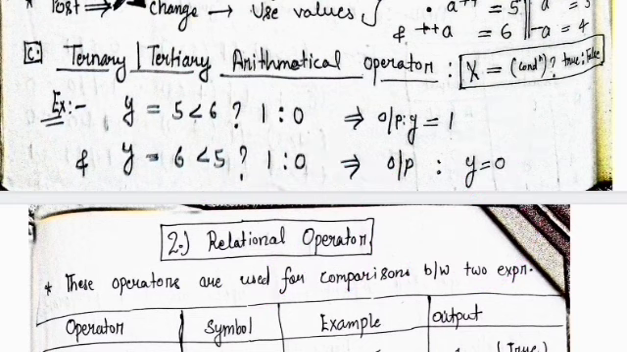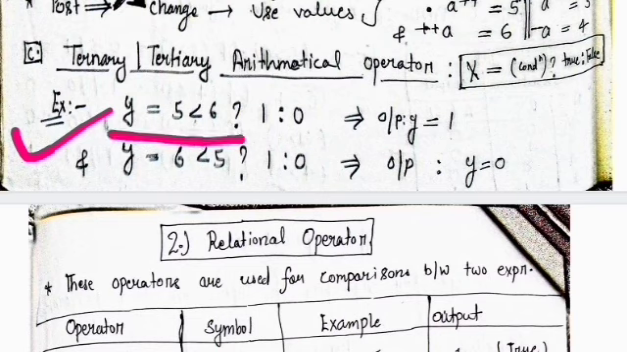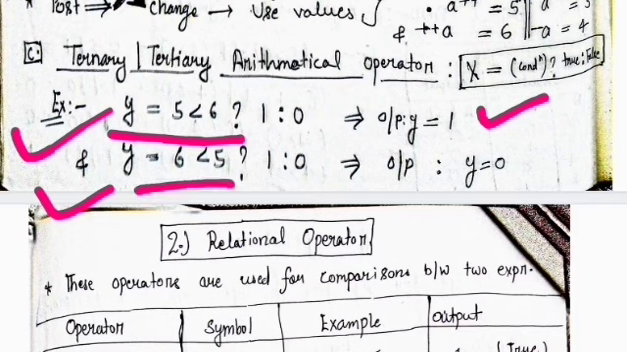Now an example is given, y equal to 5 less than 6. Now we found that 5 is less than 6, so it is true. So we easily say that the output of y is equal to 1. And in another example, y equal to 6 less than 5. Now this is false. So the second, that is your 0, is the output of y.